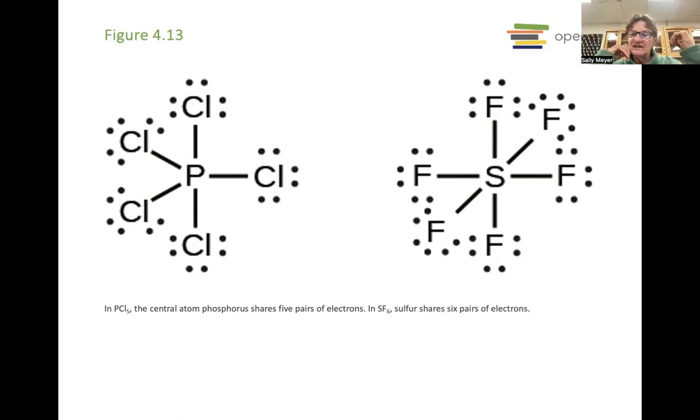But once you get beyond that, you can think that you also have d orbitals. So you have more places to put electrons. So these are 2 examples of what you call expanded octets, situations where the central atom has more electrons than an octet.